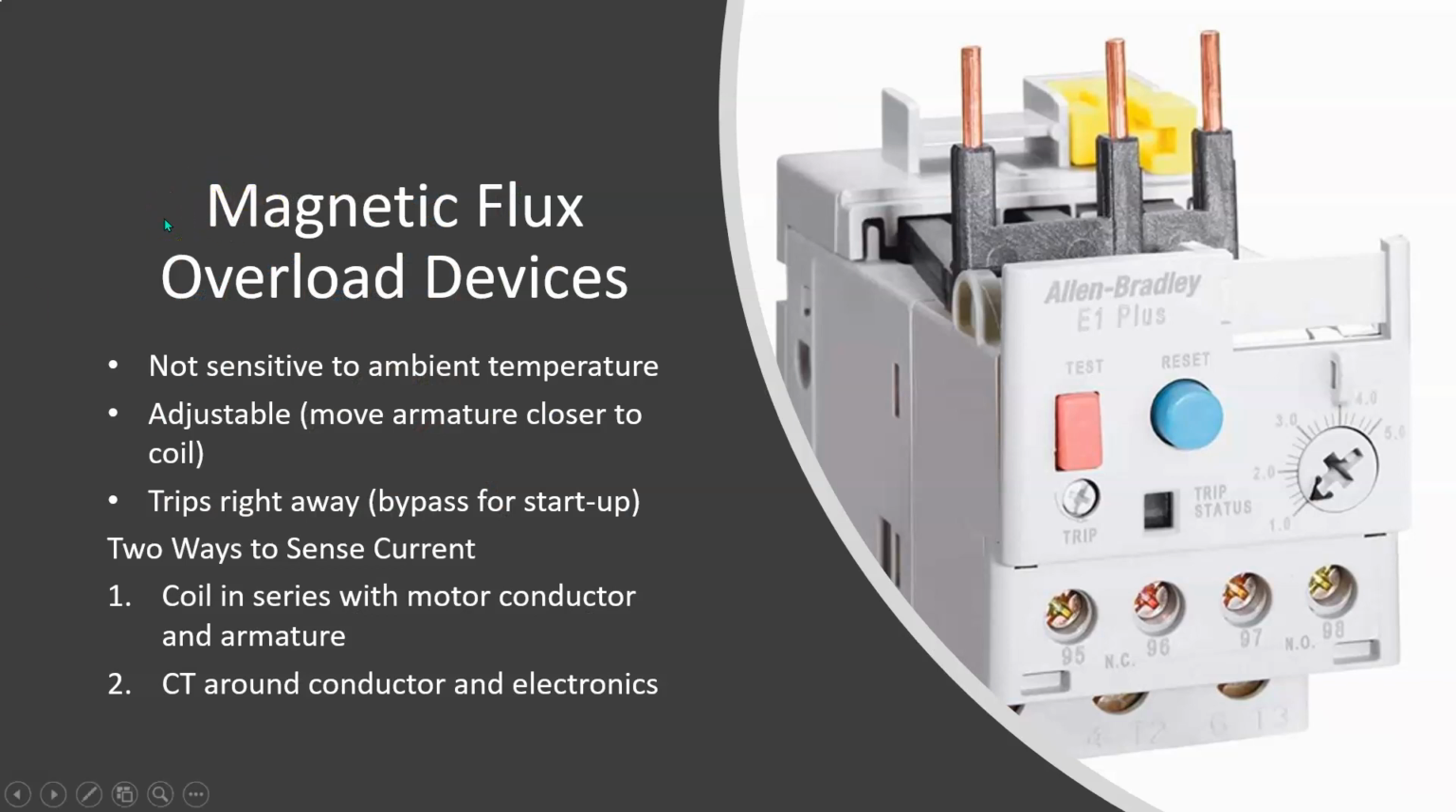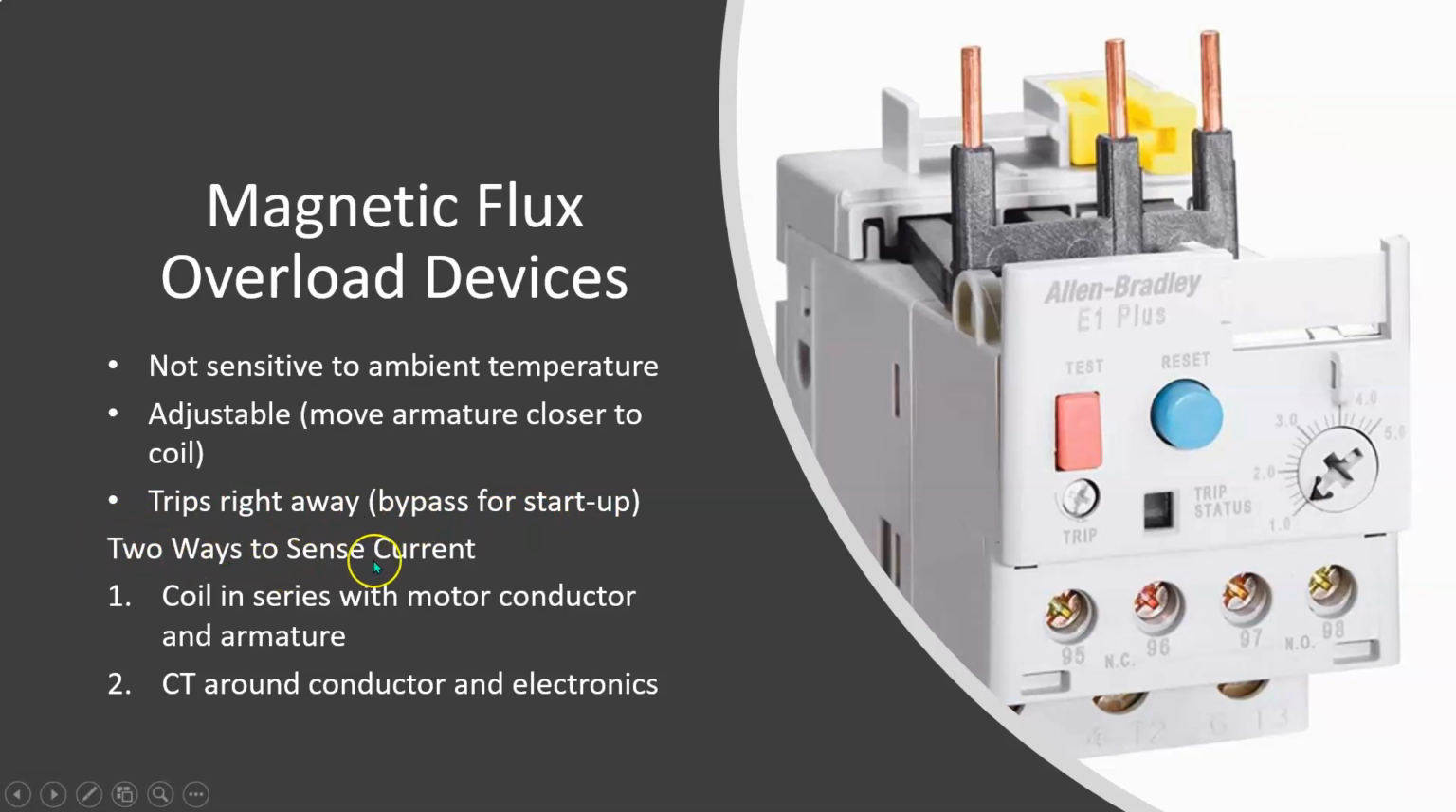Then we have magnetic flux overload devices. These ones are not sensing heat or ambient temperature. They're not sensitive to ambient temperature, which is great, so you don't have to adjust for that. We can adjust them by moving the arm closer or further away from the coil. It trips right away. And it has a bypass for startup, because when you start a motor, of course, your inrush current is going to be very high. Thus, your magnetic field is going to be very high, so you don't want it to trip right when you're starting the motor. So it has a bypass for when you're starting it up.